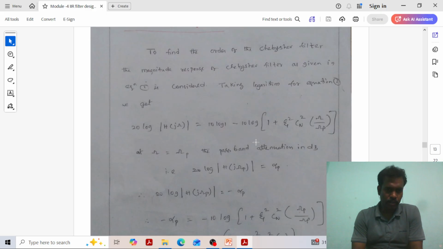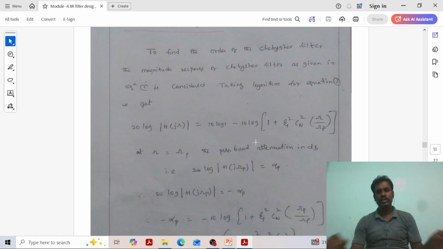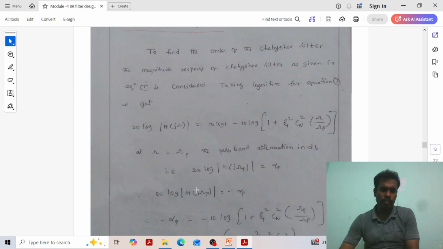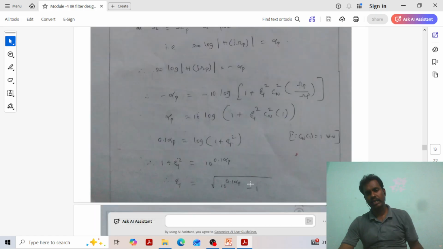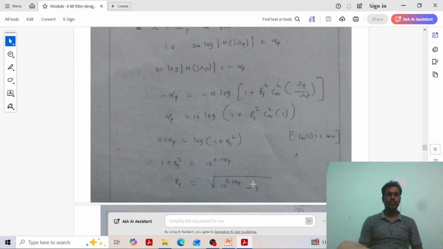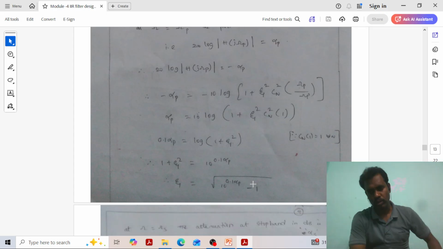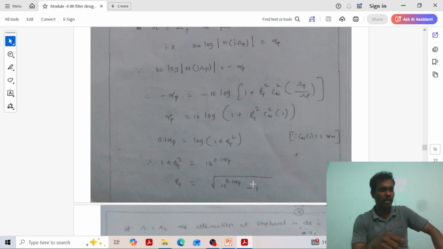The same way as we have done in the Butterworth filter, we have to apply the logarithm just to get back this n term, to find the n value. When you apply the logarithm and substitute omega equal to omega p, we'll get alpha p as 20 log h of j omega. By that we'll get epsilon as square root of 10 power 0.1 alpha p minus 1. Previously also we got the same formula for epsilon.